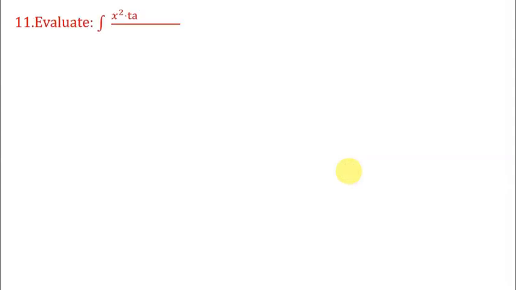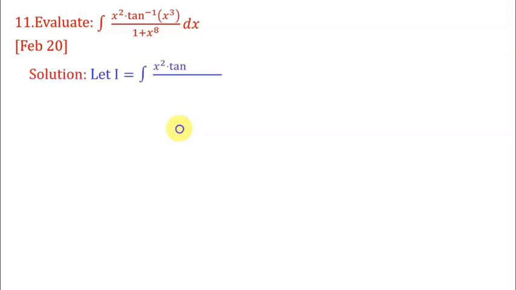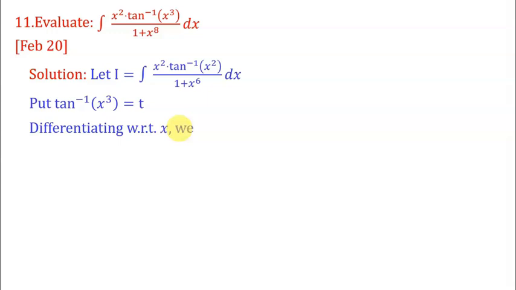Now the next example: evaluate the integral of x square into tan inverse of x cube upon 1 plus x raised to 6, into dx. This example was asked in the February 20 examination. Here again we use substitution. Put tan inverse of x cube equal to t. Then differentiate with respect to x: 1 upon 1 plus (x cube) square, into the derivative of x cube, which is 3x square, into dx is equal to dt.